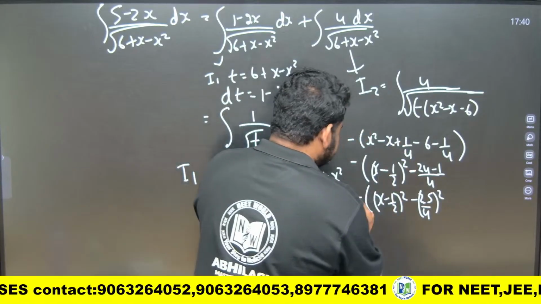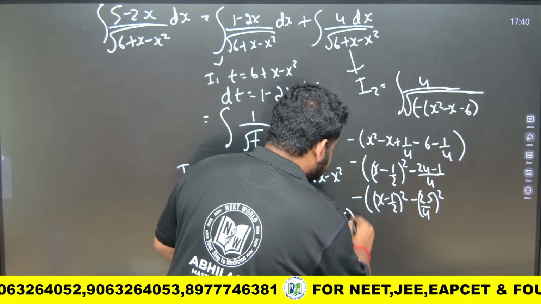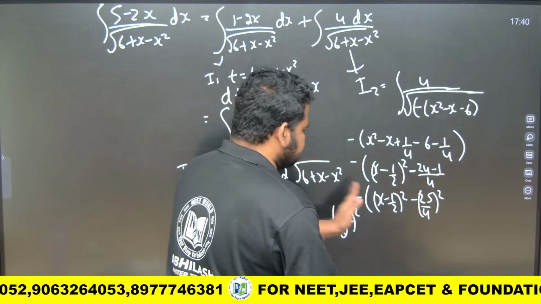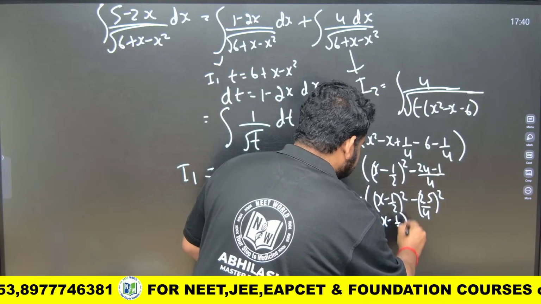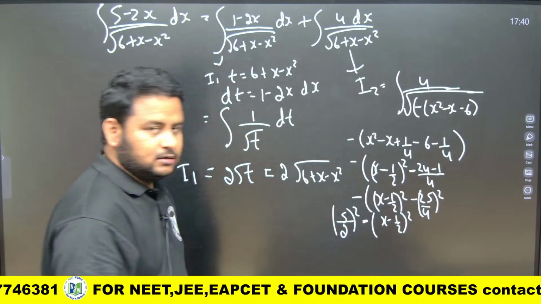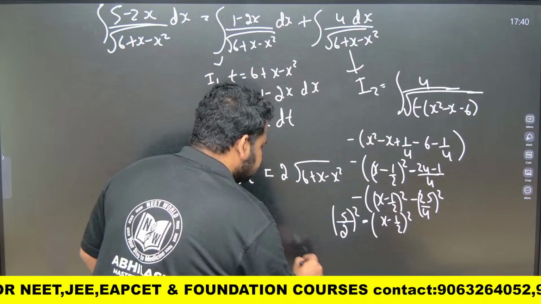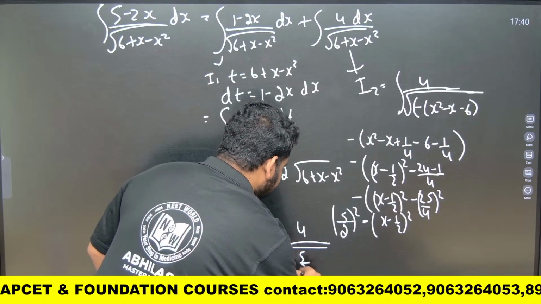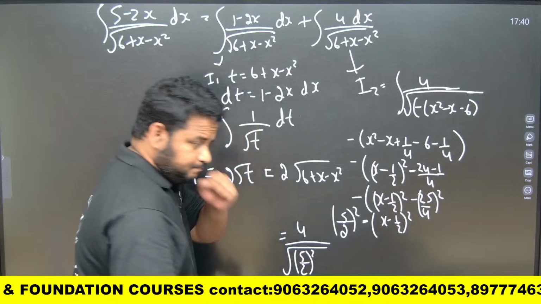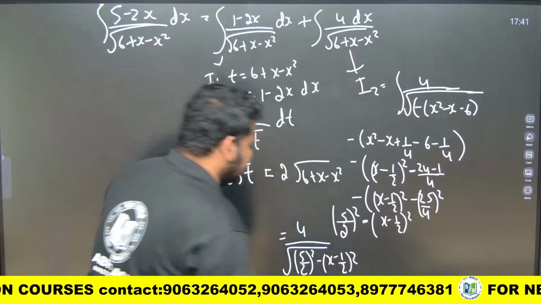Now this minus is there. If I multiply, this will become 5 by 2 whole square, minus into minus. This will become minus x minus 1 by 2 whole square. This is what I get. So if I put it in this one, I will have something like this: 4 by square root of 5 by 2 whole square minus x minus 1 by 2 whole square.